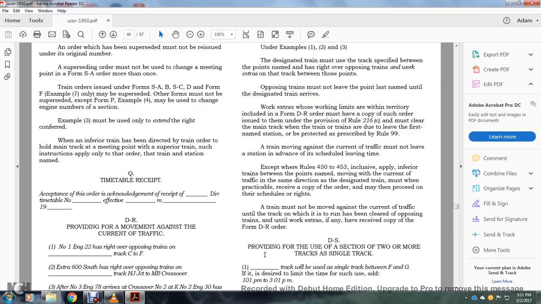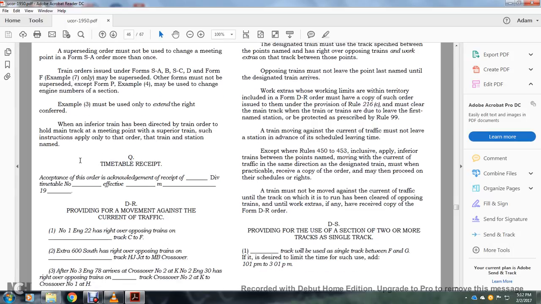Example 7 only may be superseded; other forms must not be superseded except for the form P. Example 4 may be used to change engine numbers of a section. Example 3 must be used extended with the right conferred. When the inferior train has been directed by the train order to hold the main track at the meeting point with a superior train, such instructions apply only at the station named in the order.